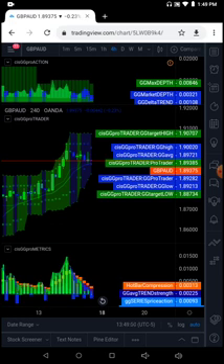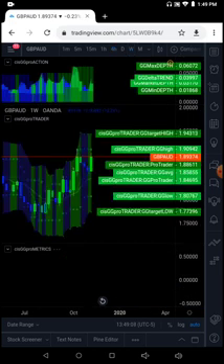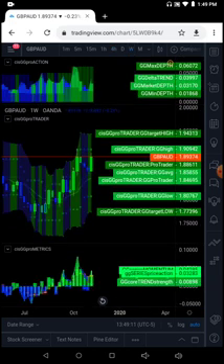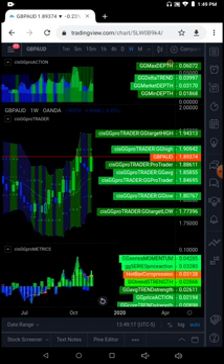Now, when we look at the pro metrics, I'm going to go from this 4-hour and take a look at the weekly chart, just to give you an idea as to what we're looking at from a weekly perspective and what it looks like as far as the TradingView toolkit. So when you look at the TradingView toolkit on this weekly, we're bullish.